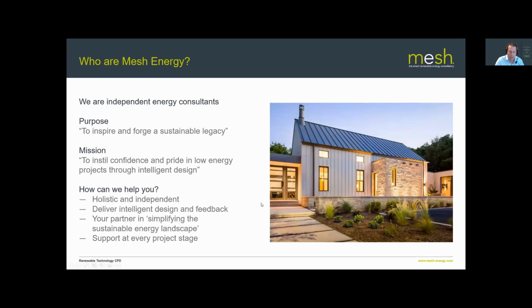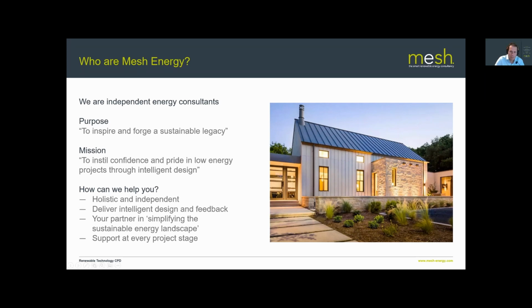Who are Mesh Energy? Well, hopefully, because you're here, most of you already know this, but we're a small independent energy consultancy. We're based in Farnham in Surrey, and we set out with a purpose, which is to inspire and forge a sustainable legacy. So the idea is we want to build buildings that are generally sustainable, and we want to help architects do that, and we want to help homeowners do that.